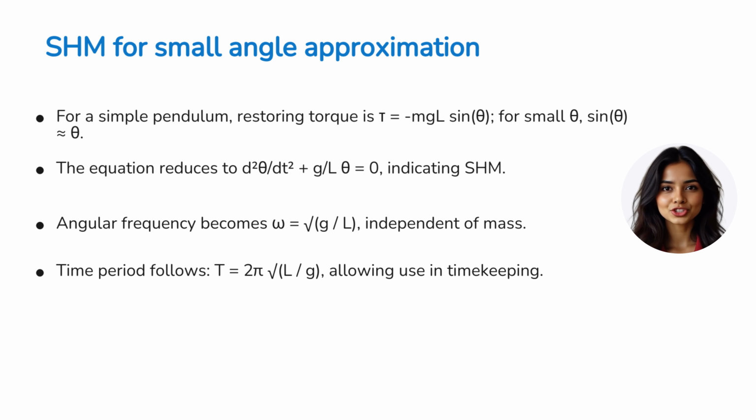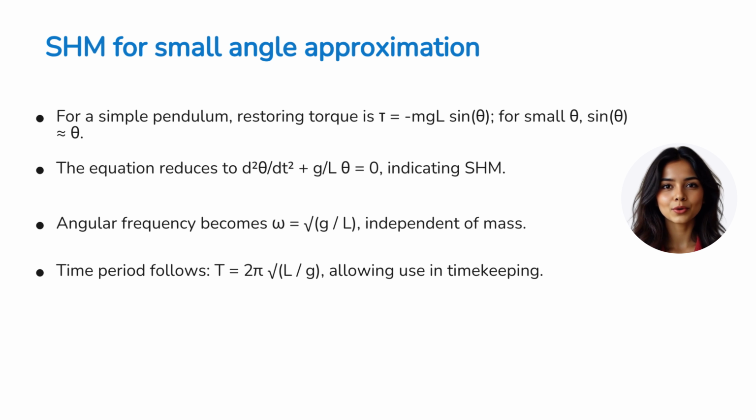For small angles, usually below about 10 degrees, we can approximate sine theta as just theta itself in radians. This simplifies the math drastically, reducing the equation to the second derivative of theta with respect to time plus g over L times theta equals 0, clearly showing SHM behavior.